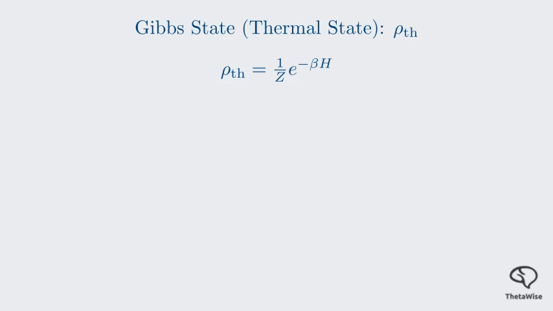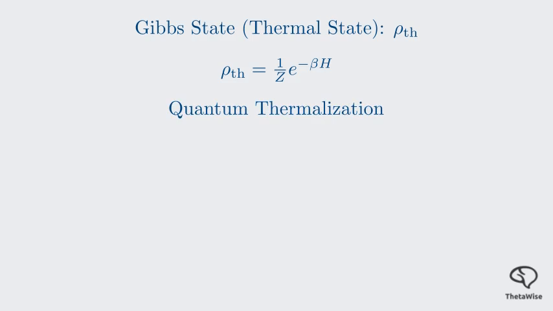Now, what happens when a system is not in equilibrium? How does it get there? This process is called thermalization. Quantum thermalization is the process by which an isolated quantum system, starting from a non-equilibrium state, evolves over time to a state that looks like a thermal state.